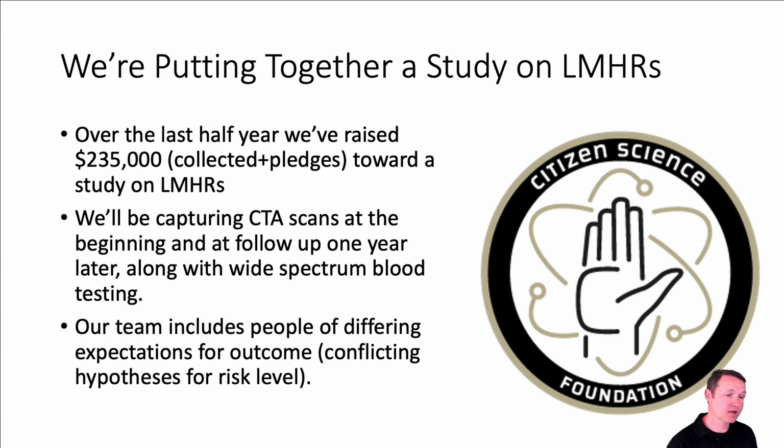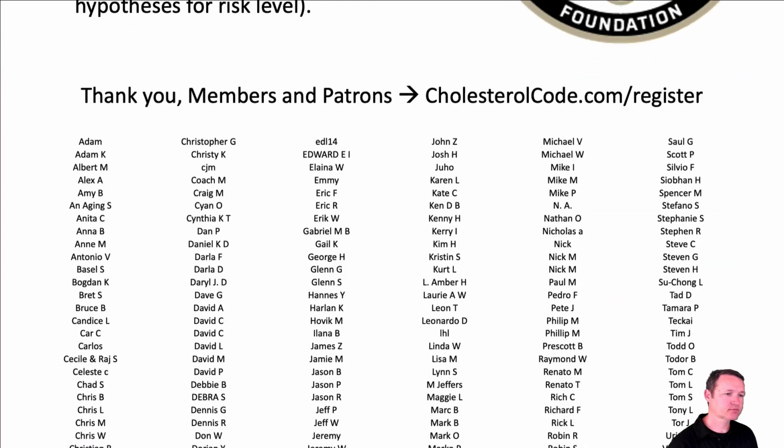Our team includes, by the way, people of differing expectations for outcome. I love that, by the way, that we have conflicting hypotheses for the risk level. So it's really come to a head in many respects. I feel like this study needed to happen before we could even unlock the amount of research that I think lean mass hyperresponders will bring us. I think this phenotype in particular, this triad, will bring about new levels of data and understanding that we just didn't have access to before.